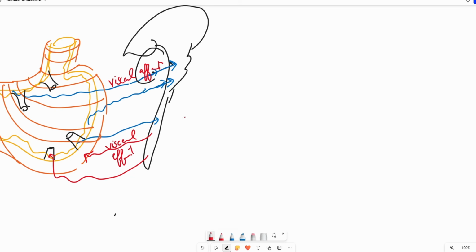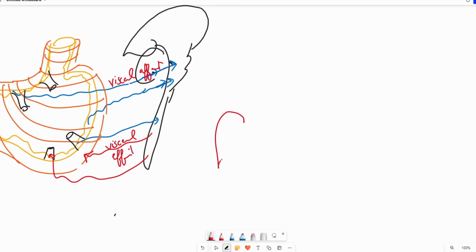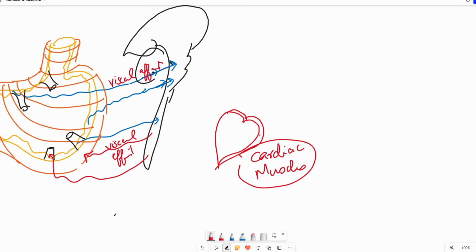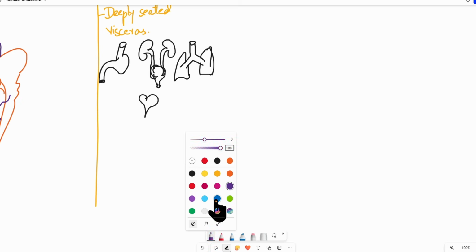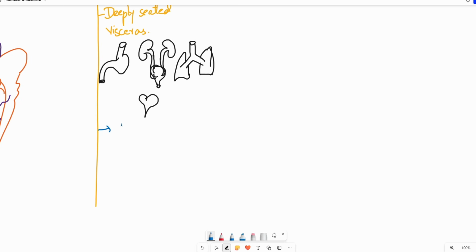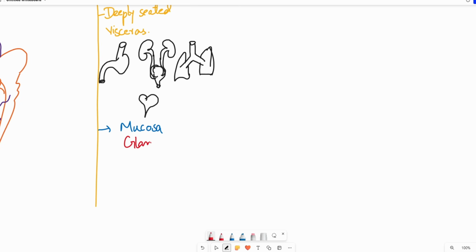I have told you about the smooth muscle. Along with the smooth muscle, of course, in the heart we do not have smooth muscle, we have a special type of muscle that is cardiac muscle. So cardiac muscles are also innervated by visceral nerve fibers. So here let me write it for you: visceral nerve fibers innervate the mucosa of internal viscera, they also innervate the glands, and they also innervate muscles. And which muscles specifically?